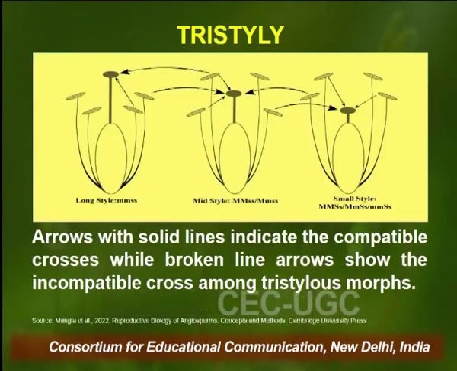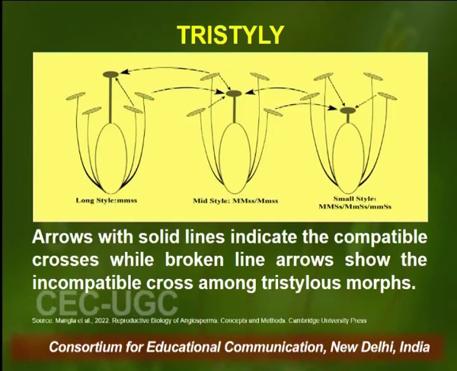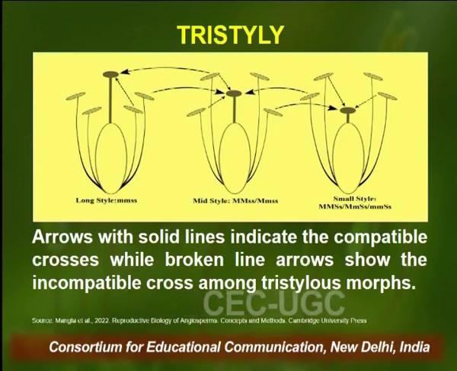Now in this one, you can see that there are three different stylar lengths, and also you can see that there are two different whorls of anthers, each occupying a different level. So in all, we have three different levels. At one level you have the stigma, and at the other two levels are present the two whorls of anthers. So in each of the morphs which you see here, the three whorls occupy three different levels. Arrows with solid lines indicate the compatible crosses, while broken line arrows show the incompatible crosses among tristylous morphs.